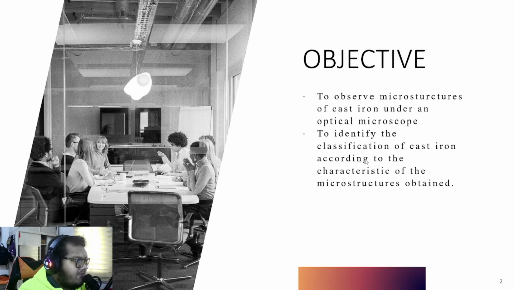So the objective of this lab is to observe the microstructure of cast iron under an optical microscope. Second, to identify the classification of cast iron according to the characteristic of the microstructure obtained.